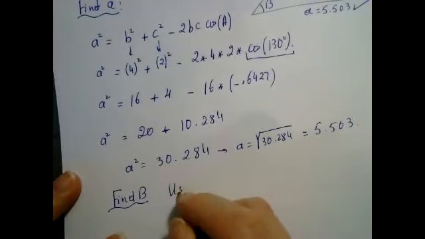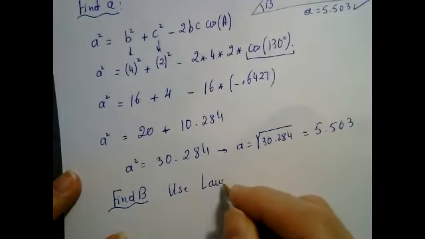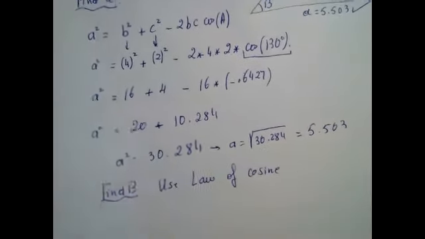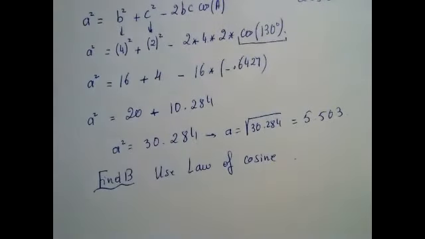And the question is, again, use the law of cosine. Okay. So how am I going to find the angle B using the law of cosine? Remember, this is not a right triangle, so I cannot really use anything about the cosine being opposite or adjacent over hypotenuse. I cannot use that.